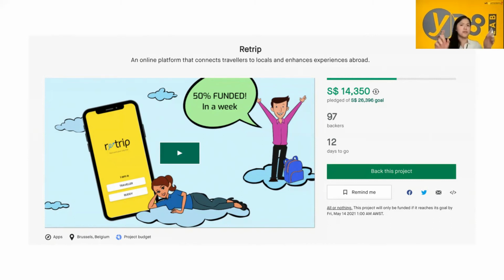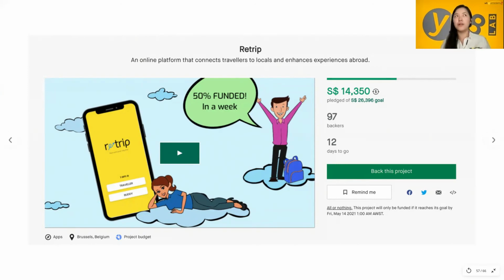I believe you guys have heard of Kickstarter. So Kickstarter, this is the whole concept of it. You can actually back them up with some funds. So here you can have validation and you can also get some financial support to develop your product as well, right?